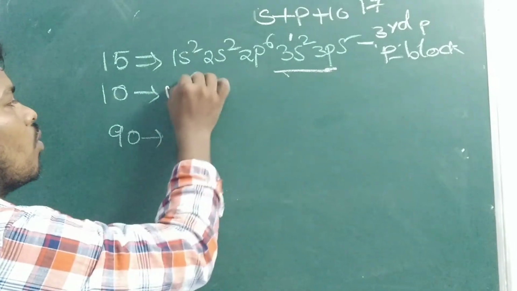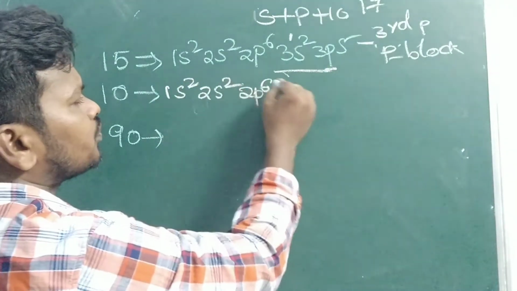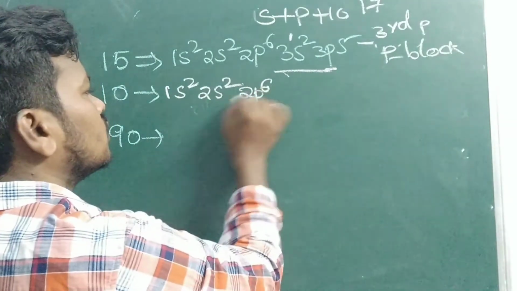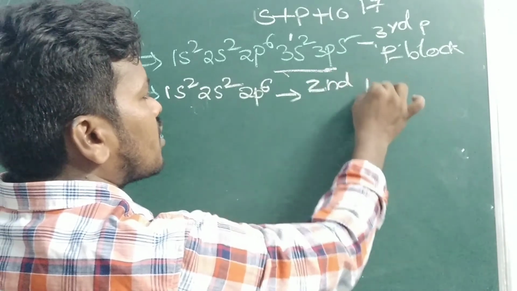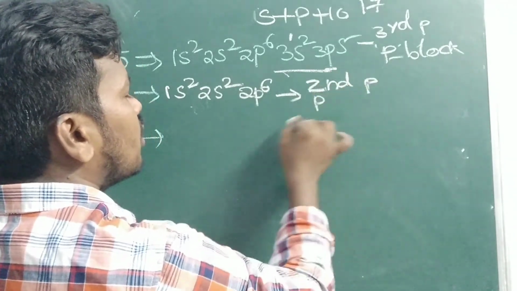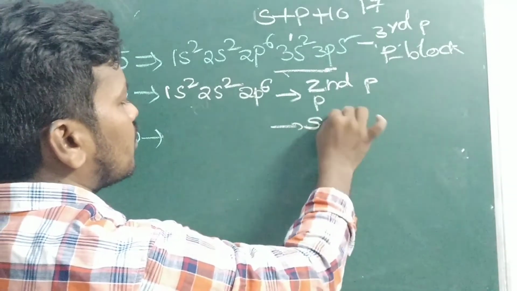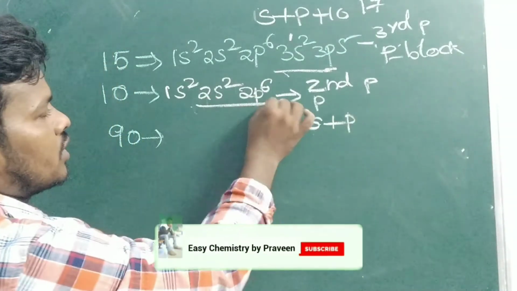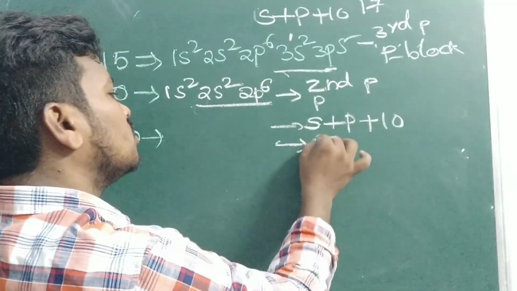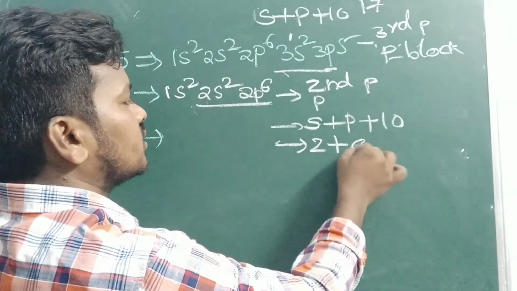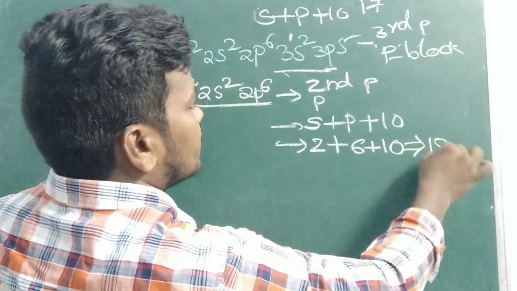Now atomic number 10: 1s2, 2s2, 2p6. The period is the second period and the block is the p block. Group is equal to the number of electrons in the s and p of the last shell, plus 10. s has 2 and p has 6, so it is equal to 10. So it belongs to the 18th group element.